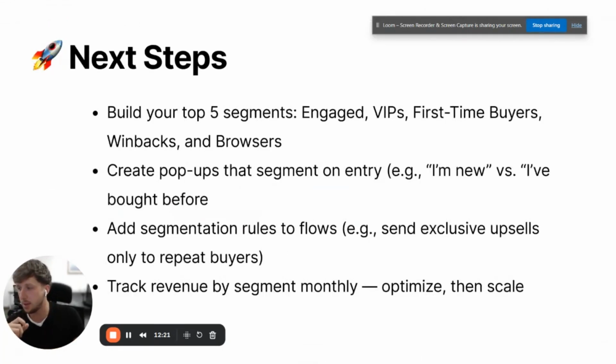So the next steps for your brand is build your top 5 segments. Okay, so engaged, VIPs, first time buyers, winbacks, and browsers. These are going to be the people who you want to be messaging frequently, because they're likely to be making one or more purchases over the next few weeks and month. Second point is create pop-ups that segment on entry versus I'm new versus I've bought before. Okay. Third point, add segmentation rules to flows.